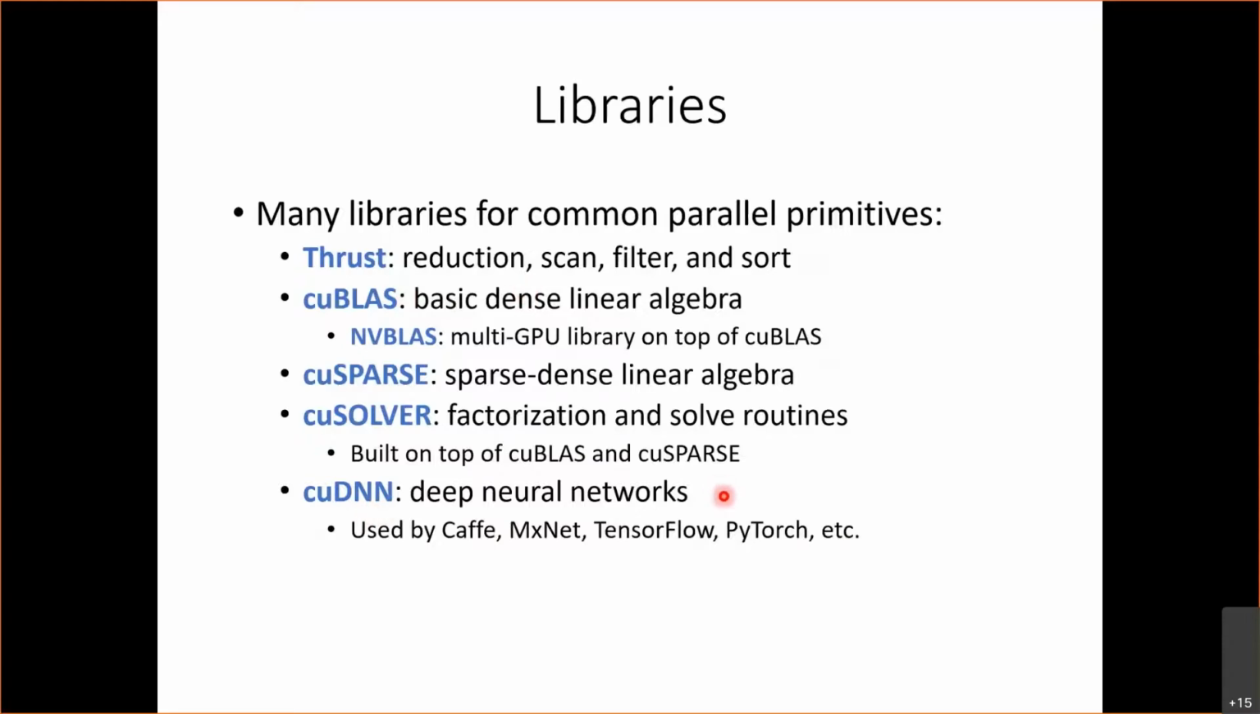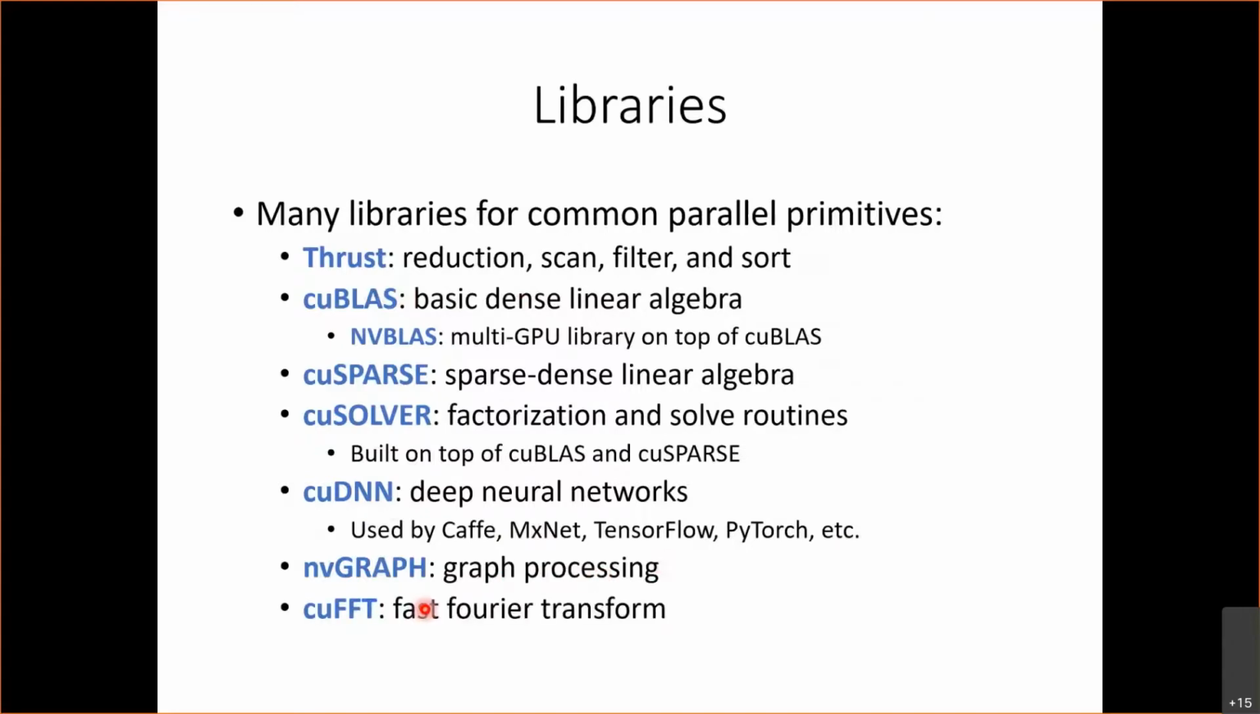Okay. Another one is nvGRAPH. nvGRAPH is useful for graph processing. It gives you different representations of graphs and operations you can do on graphs. There's cuFFT for the fast Fourier transform, if you're interested in doing any operations that involve FFTs. And there's also NPP. NPP is useful for all kinds of signal, image, and video processing.